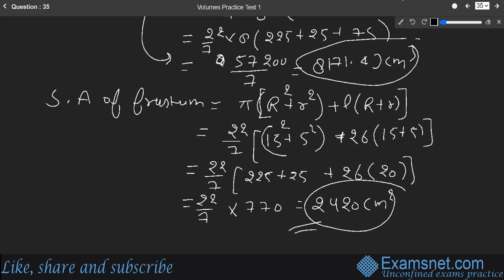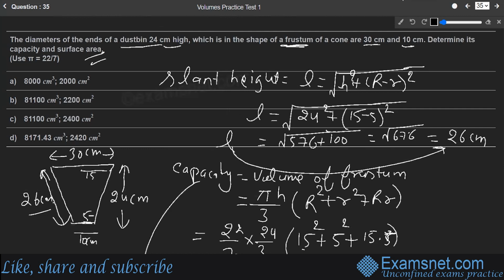So we have got two values, 8171.43 and 2420. Let's see where it is available. It is available in the option called D. So that becomes the right answer.